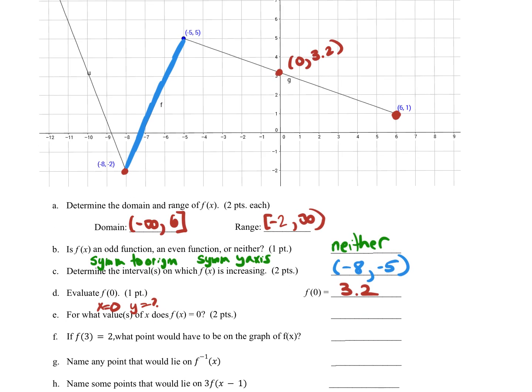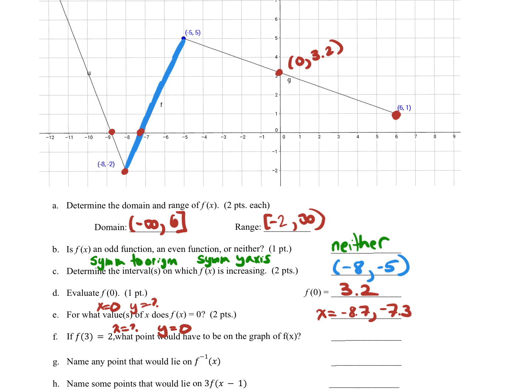E is a similar problem. It says, for what values of x does f of x equal 0? So in this case, we want to know what's the x, and we know y is 0, because f of x means the y value. So if you look at the x points where y is 0, they're not great. So I would approximate them to be, let's just say, negative 8.7 and negative 7.3. On the test, we'll make sure it's a little clearer.